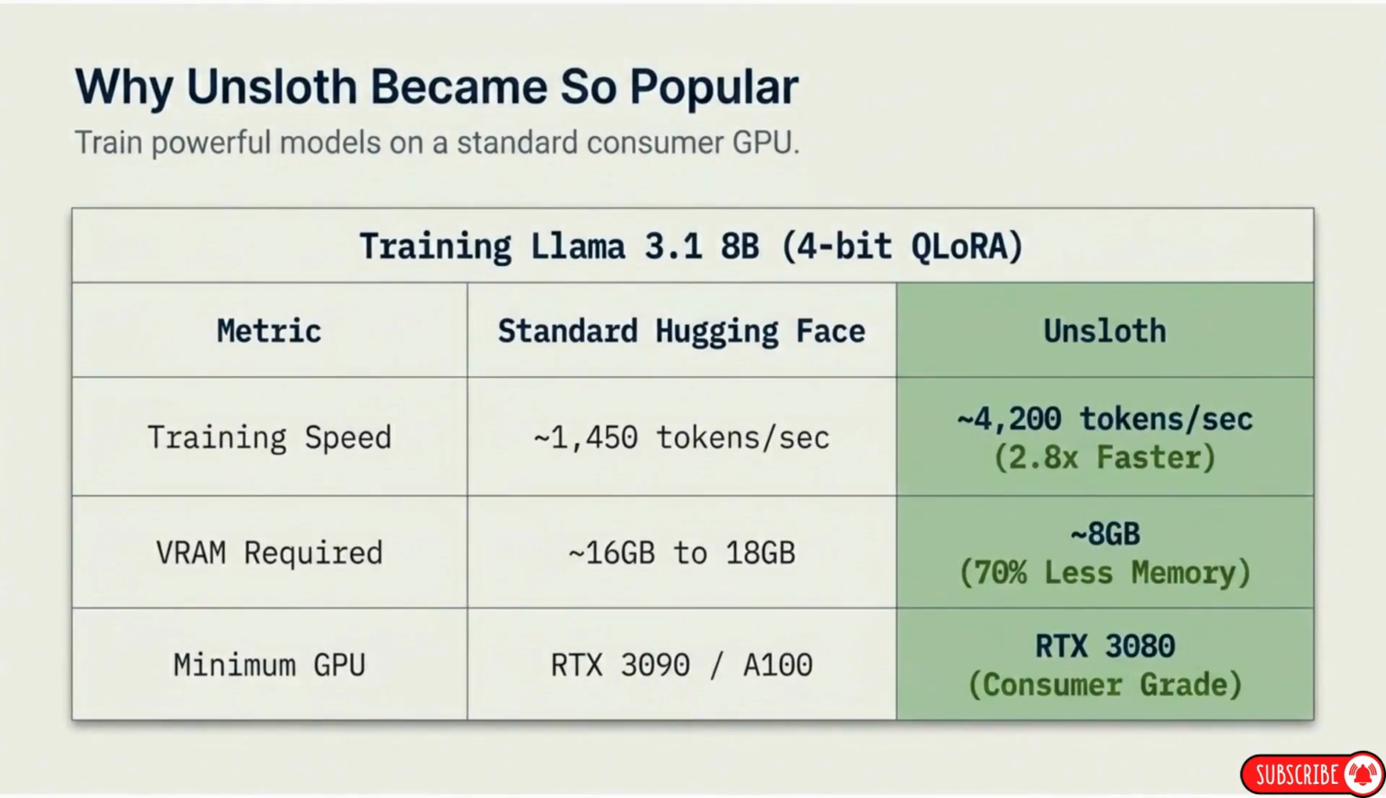Unsloth has gained massive popularity by enabling powerful training on standard consumer GPUs. For example, when training Llama 3.1, Unsloth is 2.8 times faster, uses 70% less memory, and runs on hardware as accessible as an RTX 3080.